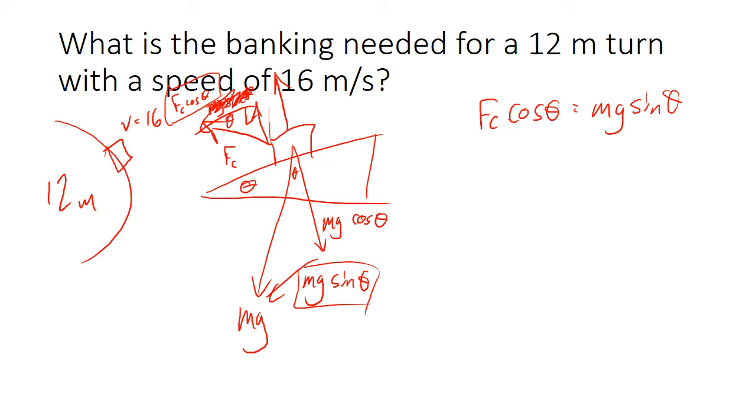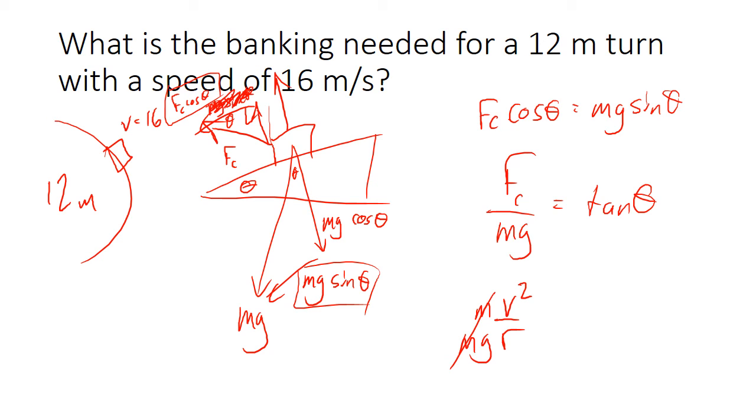Whatever, however you set it up, it's either way. All right, so we need to solve for the theta. So we're going to have to combine them together. Fc over mg is going to equal tan theta. Alright, so Fc, we can figure out what that is. That's mv squared over r divided by mg. So the m's go away.